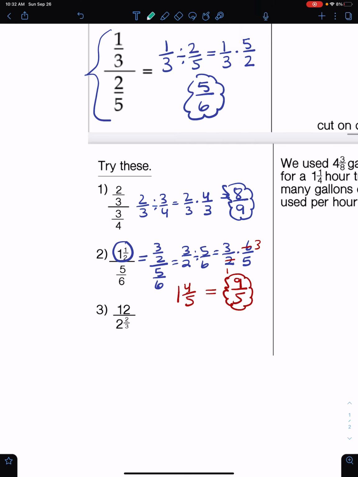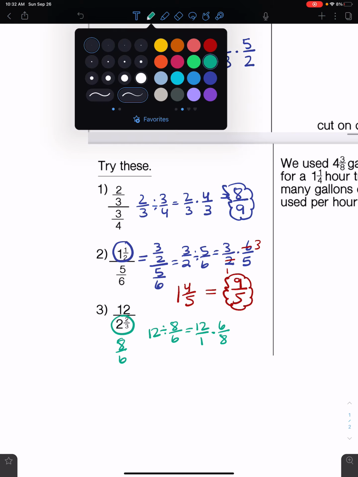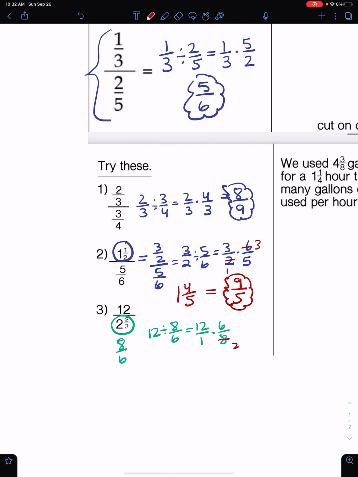And the last example, we're going to change this to an improper fraction. So I have 12 divided by 8/6. Which is 12 over 1 times 6/8. There's some cross-canceling there I can do. I can divide by 4s and get 18.